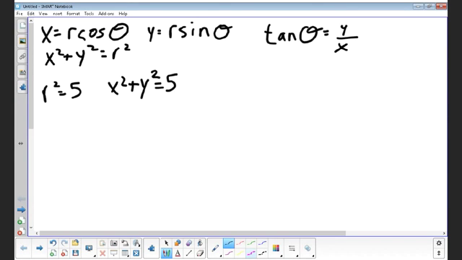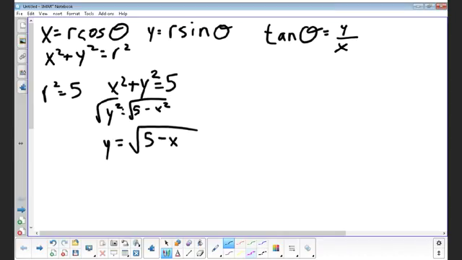Now, if we want to get this into, let's say, y in terms of x, again, relatively straightforward. y squared is equal to 5 minus x squared. Take the square root of both sides. And we're left with y is equal to the square root of 5 minus x squared. So either of these two would work for our Cartesian equation. It's really just a matter of what's being asked for.